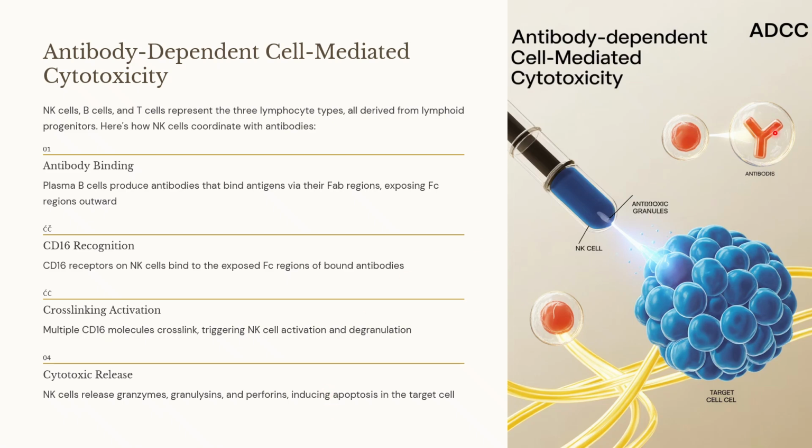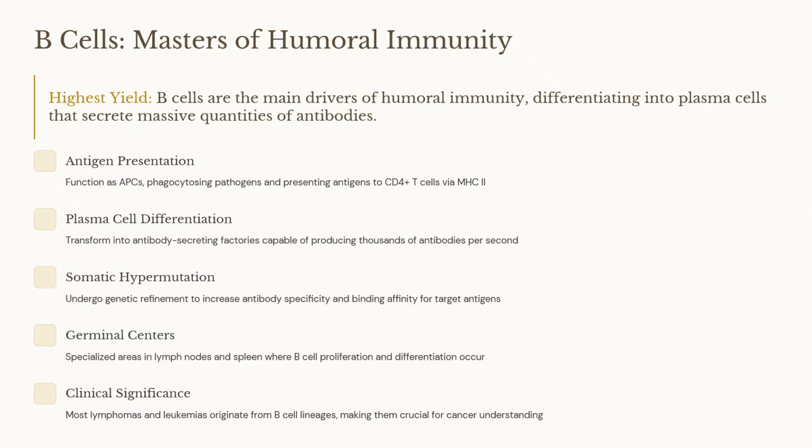So if this is the antibody, this is the FC, and this is the FAB. Here the antigen has been bound to the FAB, but here in the FC, the CD16 receptor of the natural killer cells are present. There will be multiple cross-linking of the CD16 of many natural killer cells, which will finally degranulate and kill the pathogen which is present on the FAB. This is antibody-dependent cell-mediated cytotoxicity.